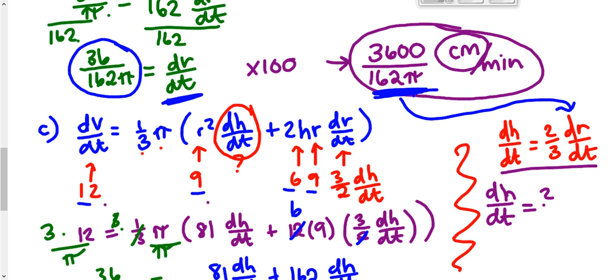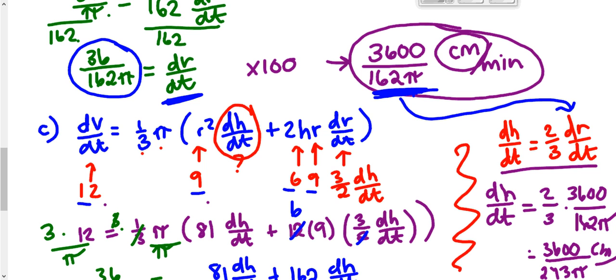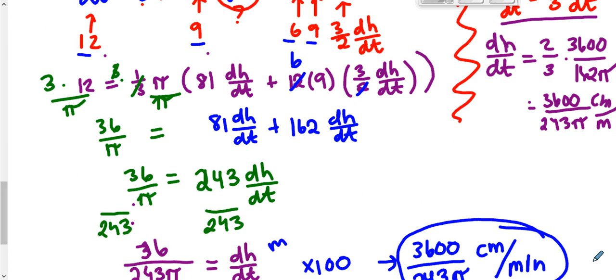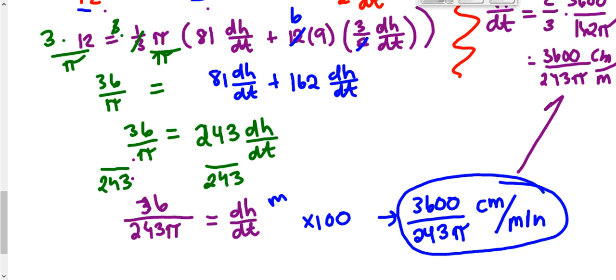And we have 2/3 times 3,600 over 162 pi. Okay. If you do simplify that, you can get the exact same answer as before. 3,600 over 243 pi. This is already centimeters per minute, which was our answer before. These two are the same thing. So there is a shortcut if you can see that, but the long way works.